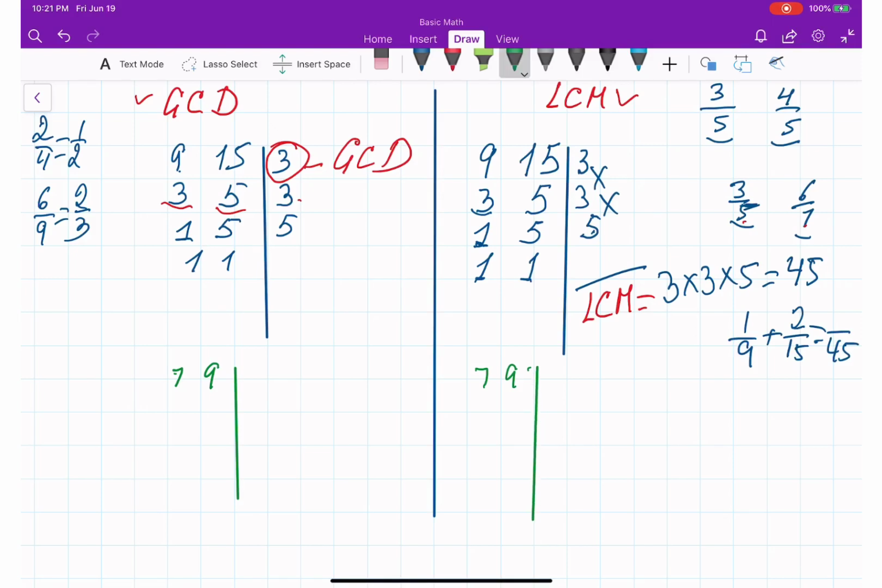Okay, let's start with greatest common divisor this time. So 7 can be divisible. The smallest prime number is going to be only 7. Here is 1, right? 9 is not dividable. We keep it the same.